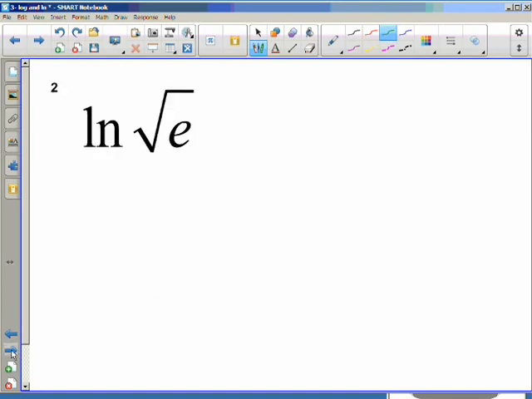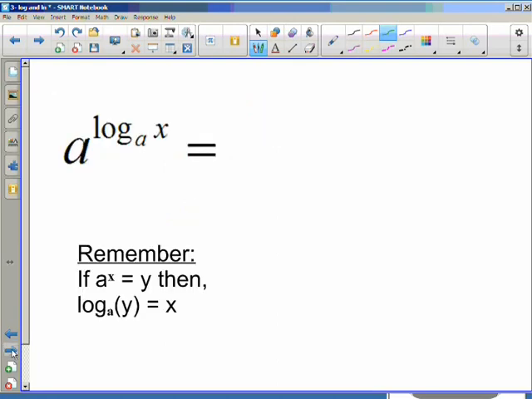Give this one a try. It's that number e you're not familiar with, but it works just like any other number. Try this one. All right. The answer here is going to be 1/2. e to what power equals the square root? You have to remember, square root is the power 1 over 2. Remember, the roots are the denominator. So we can equate the x and the half. The answer is 1/2.